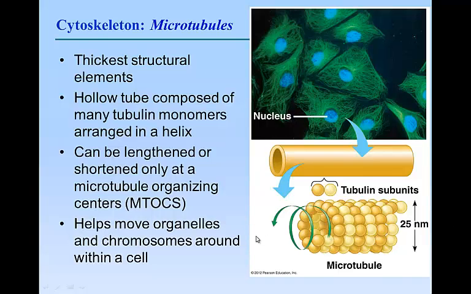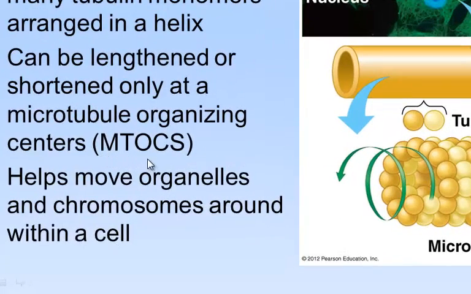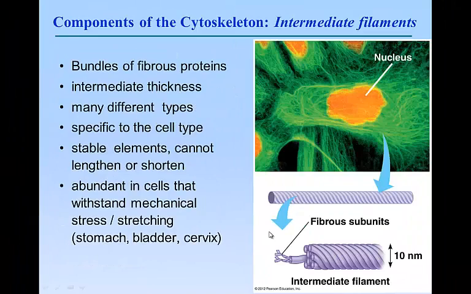There are specialized areas within the cell that we call microtubule organizing centers that are the places that lengthen and shorten these tubes. These are really important for moving things because as they get longer, they can push things away. As they get shorter, they can pull things closer towards them. And they help to move the organelles and chromosomes around within a cell. So when we talk about cell division where you divide chromosomes, it's microtubules that actually pull those chromosomes apart.